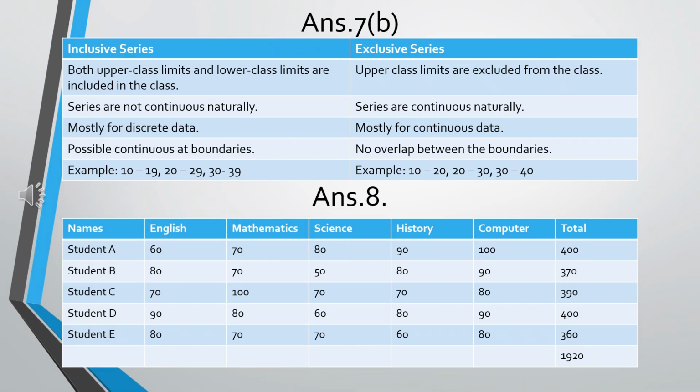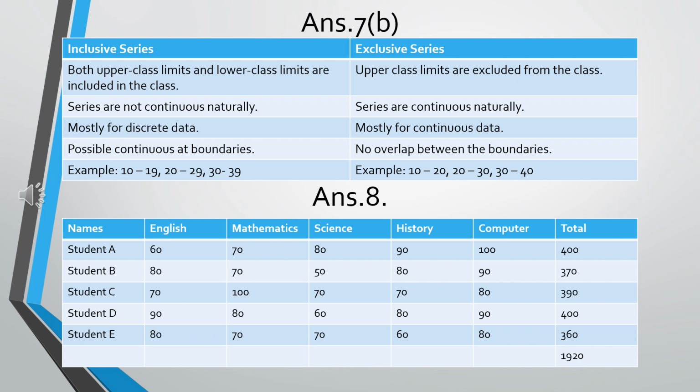Now we come to answer 7B, which is to distinguish between inclusive series and exclusive series. So inclusive series are what? Here both upper class limits and lower class limits are included in the same class, while in the exclusive series, upper class limits are excluded from the class. Next one: the inclusive series is not continuous naturally, while in exclusive series, the series are continuous naturally.